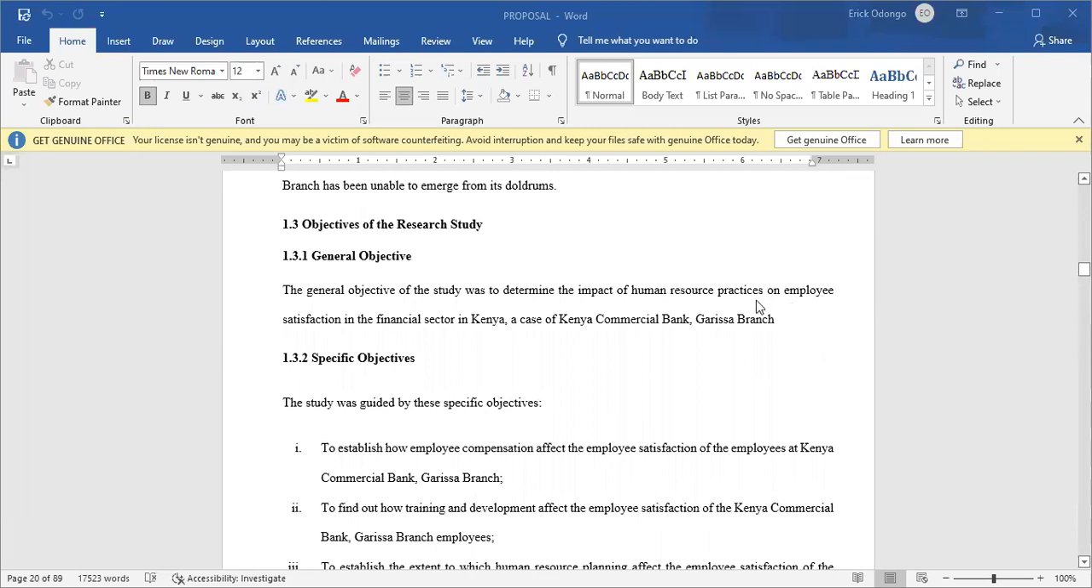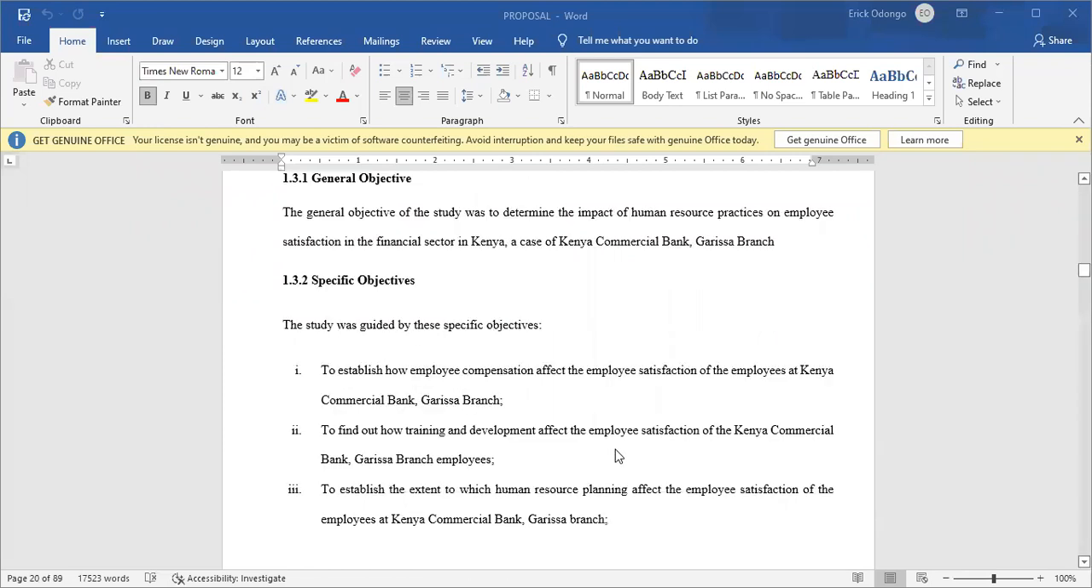So satisfaction, remember, was captured in my topic. And that was what I was trying to investigate. I wanted to investigate the impact of human resource practices on employee satisfaction, right? So what are these that will impact on the employee satisfaction? What kind of practices? So these are what I've taken into account.